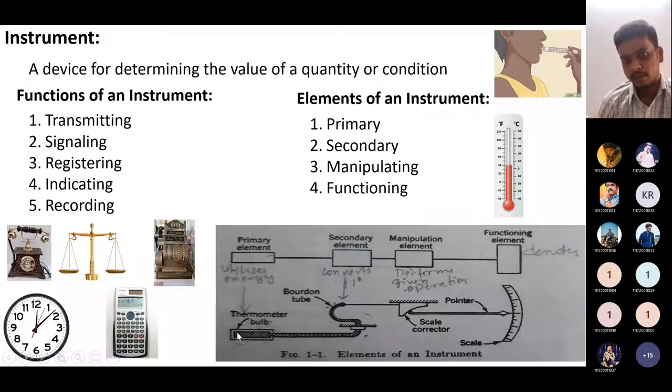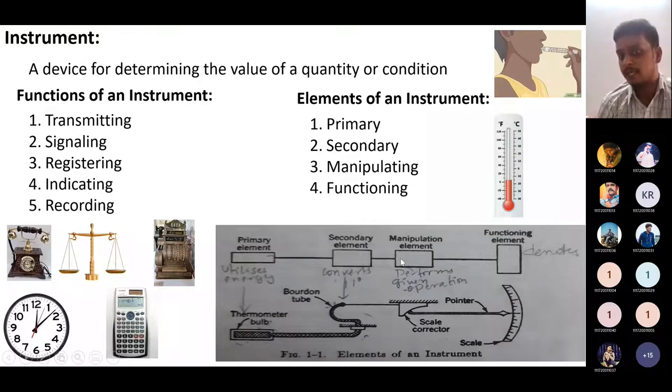So inside the bulb, there will be liquid mercury filled. Whenever it receives the heat energy from the outside medium, it will be utilizing the heat energy and it will be expanding volumetrically. This expansion will create some deflection in the Bourdon tube. So this Bourdon tube will be called a secondary element. Why? Because the displacement which is produced by this fluid from the primary element will be utilized by this Bourdon tube to convert into some other deflection of some other element.